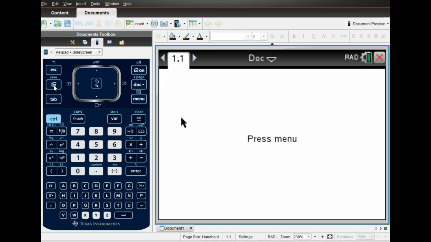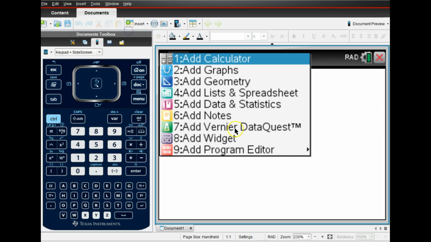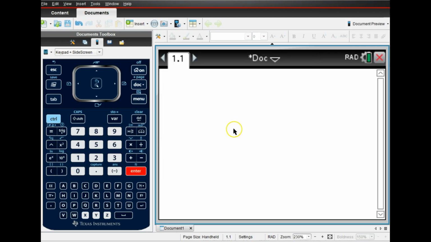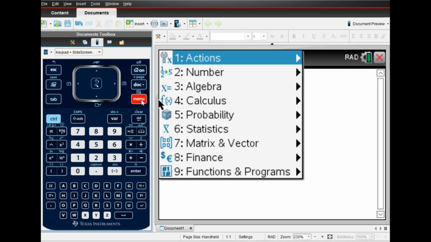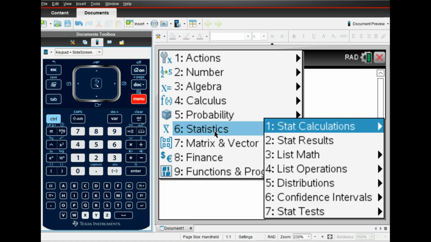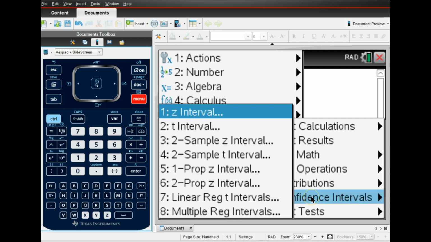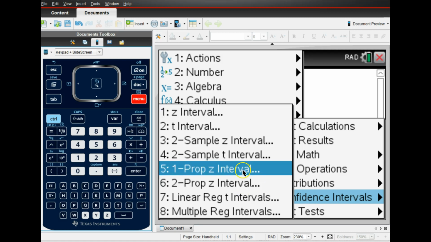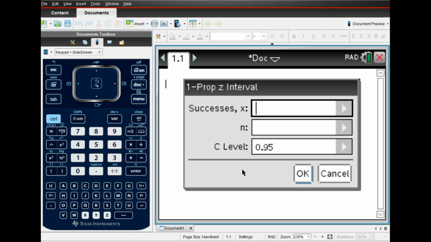So if you're using the scratch pad, you can do it from the scratch pad. If you're going to do it from a new document, you can press menu and just open a calculator page. And then we want to go ahead and go to menu like we always do. Oh no, I'm sorry, I'm not reading my own directions. We go to statistics, and there they are, the confidence intervals. We've so far seen the 1 proportion z interval. There it is. And this is what you use with 1 proportion z intervals. Pretty straightforward.